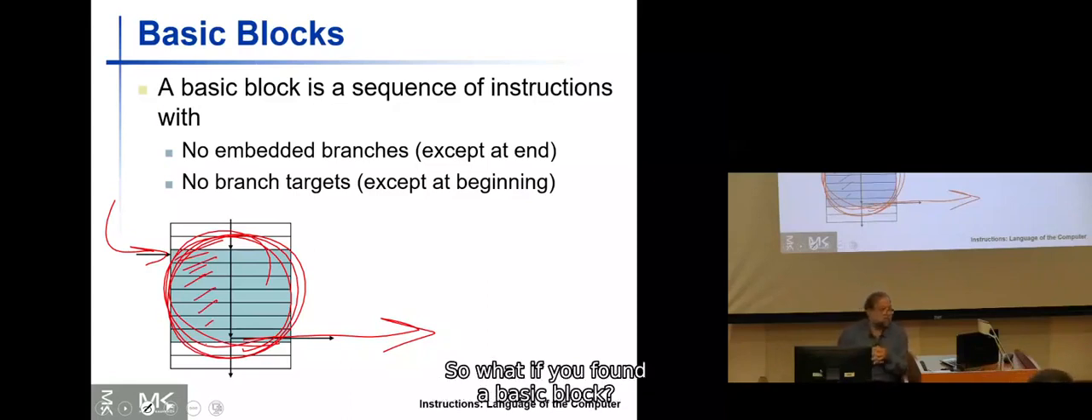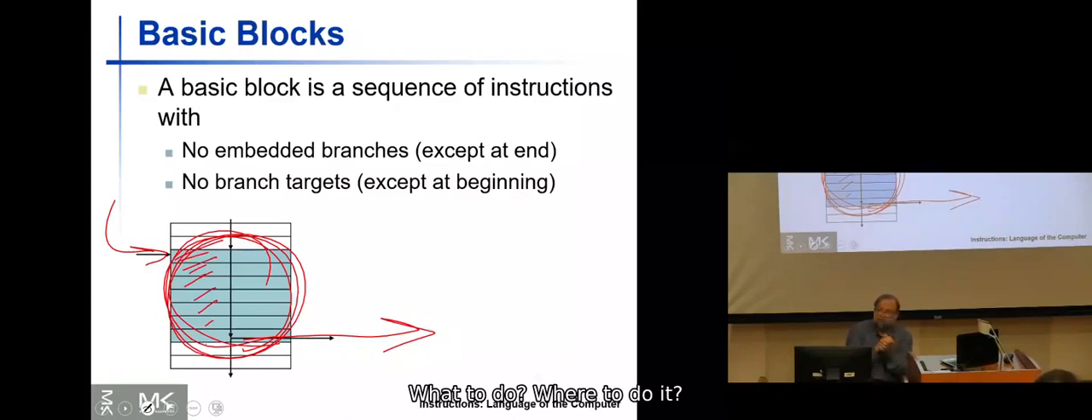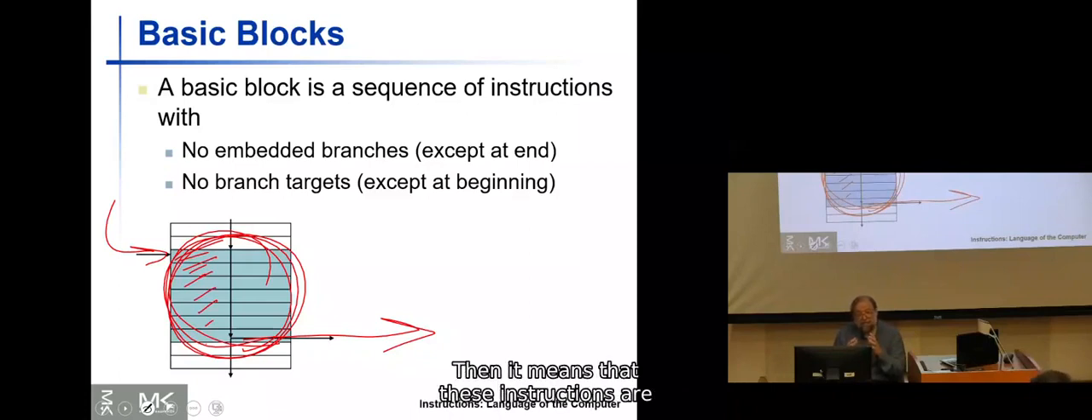So if we found a basic block, what do we do with it? When you have a basic block, it means that these instructions are going to be executed for sure one by one. So if the compiler wants to do some kind of optimization of the execution of the code, it can.